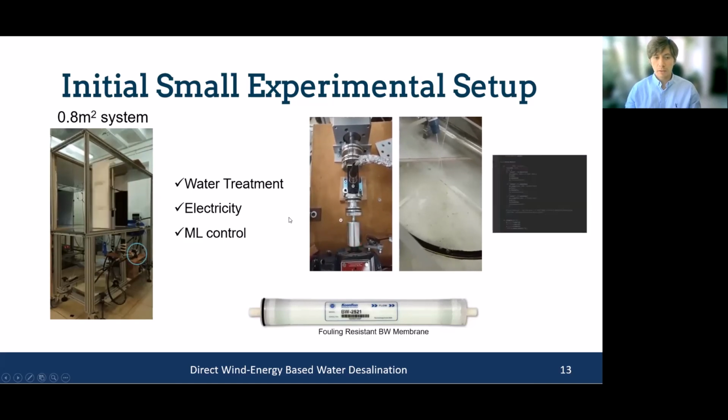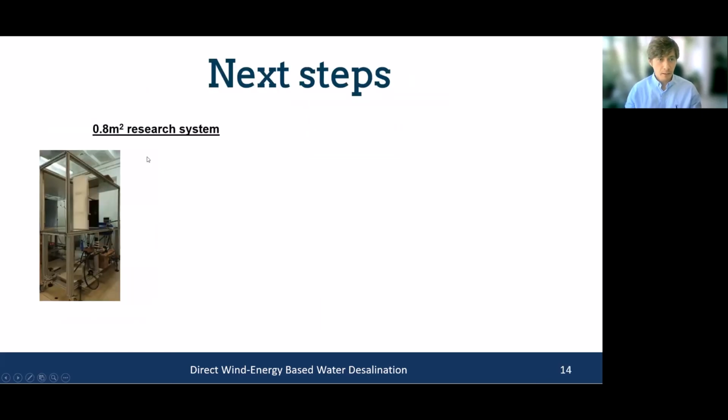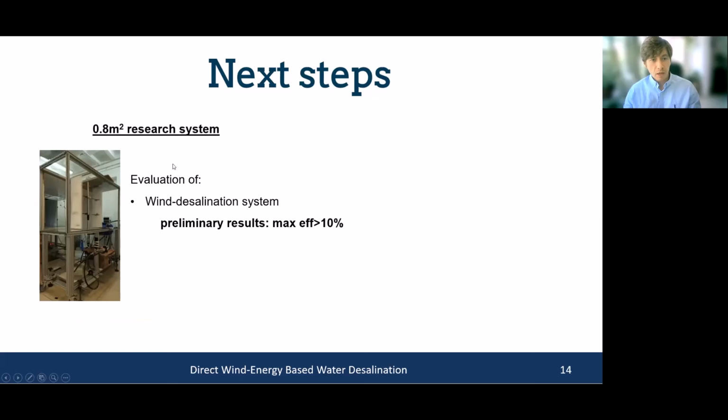And we wrote reinforcement learning control algorithms in order to control the systems. And this is our next step. So the next step is the evaluation of the pure mechanical system, which is the wind desalination system. Our preliminary results show that the maximum efficiency from wind is higher than 10%, meaning that the whole system is quite efficient. And this is only for a system that is less than 1 square meter in its cross section.